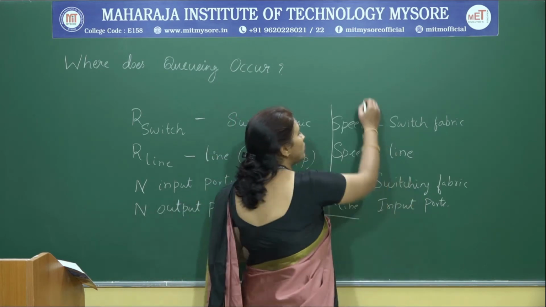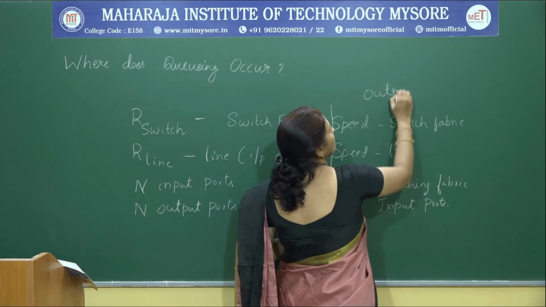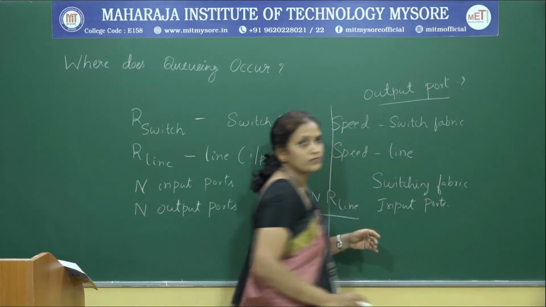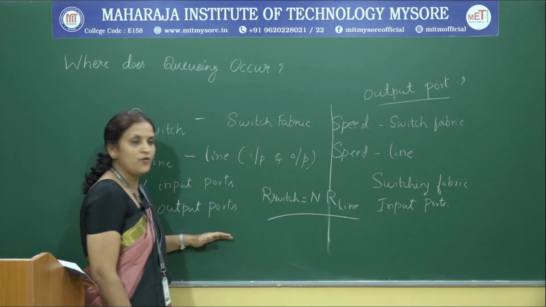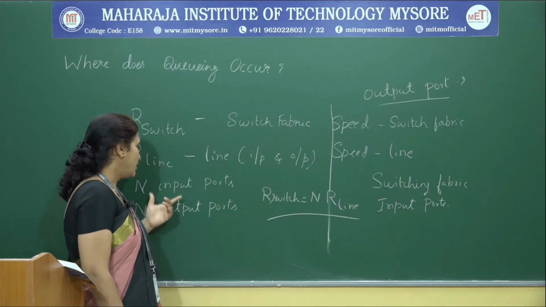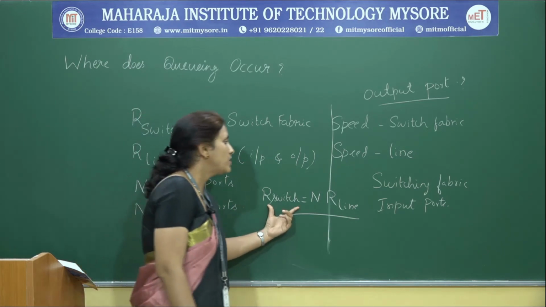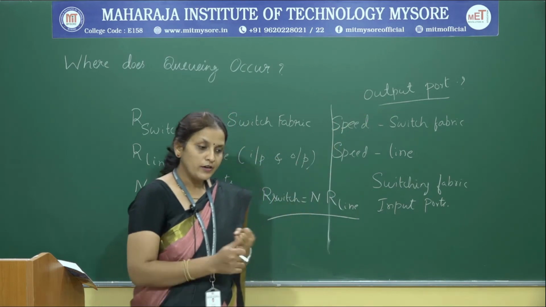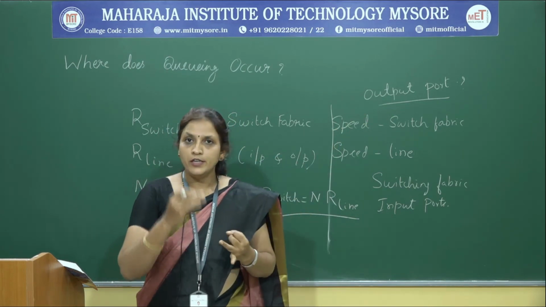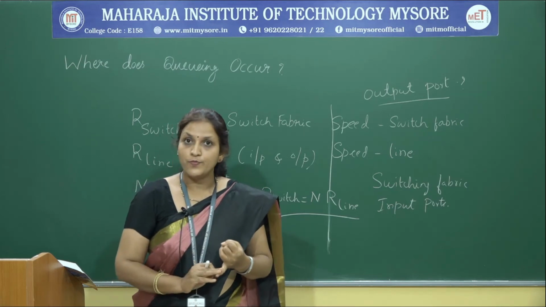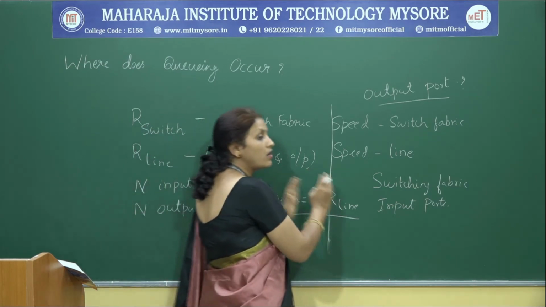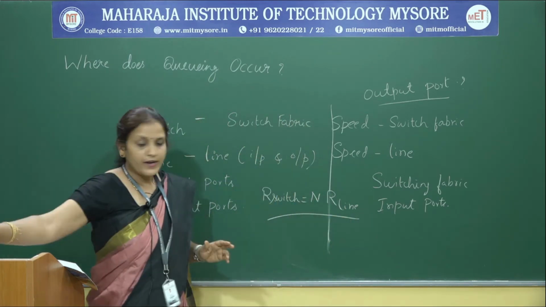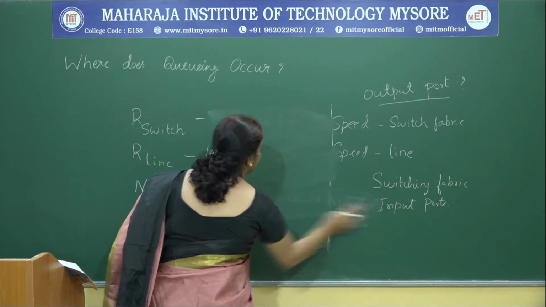So, what happens with respect to the output port? What will happen here? Keeping the same scenario, R switch, R line, N input and N output ports, and our R switch is N times R line. What will happen in the output port? Here there might be N packets from N input ports, and all are diverted or transmitted to the same output port. I will show it with an example.